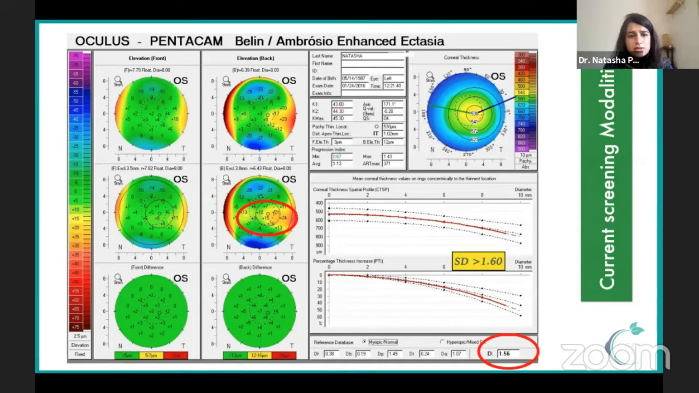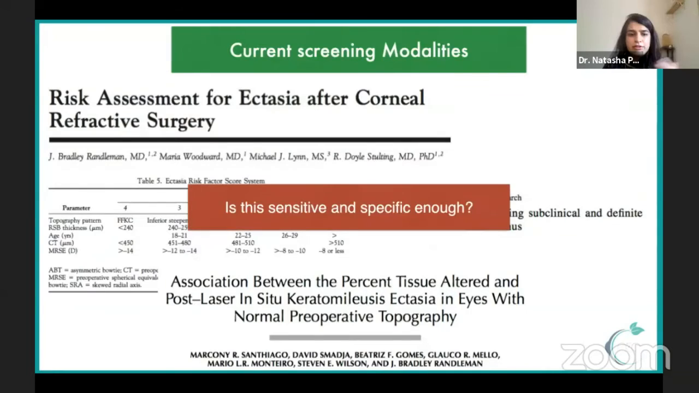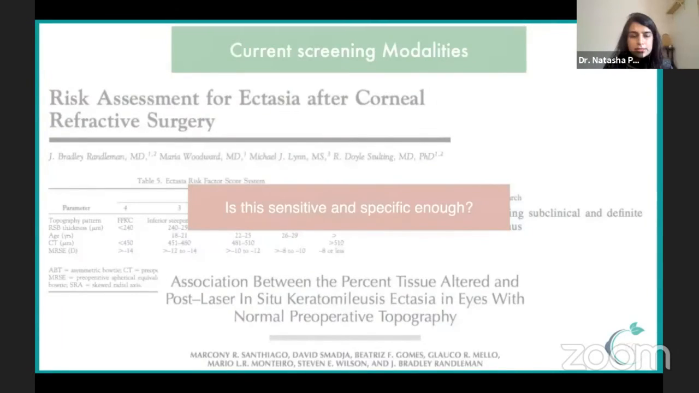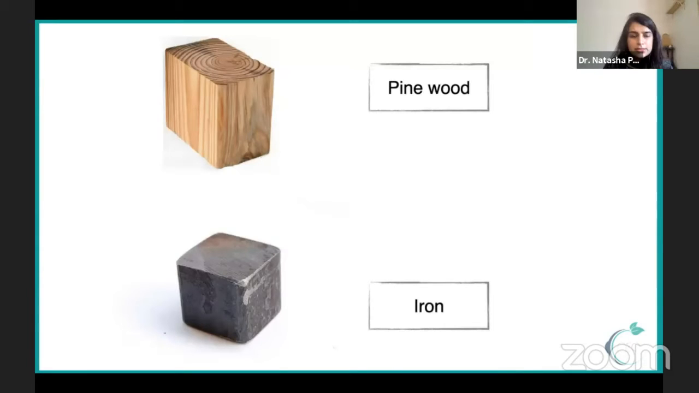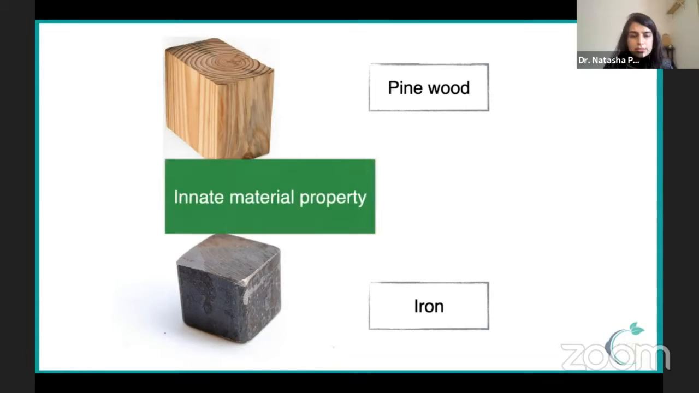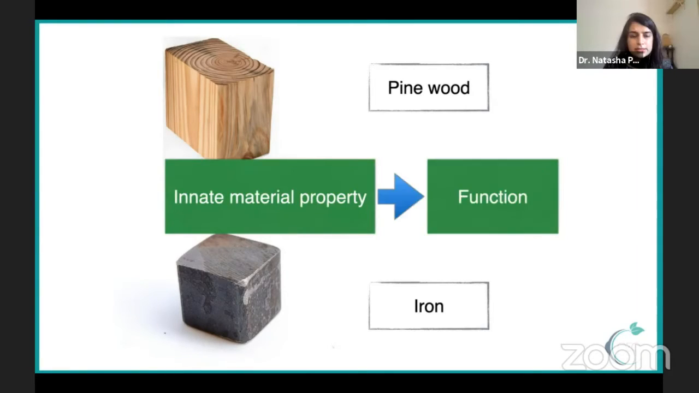Now, what is the factor that we are looking at? Imagine these two blocks of different materials have the same size and shape. Which of these would you feel is slightly stronger? Obviously, the iron one apparently looks stronger. Why is this? It is because of the innate material property. We get the structure from topography, but we get the function, the innate property, from what is called in the cornea the Young's modulus. This is basically a surrogate marker for corneal biomechanics.